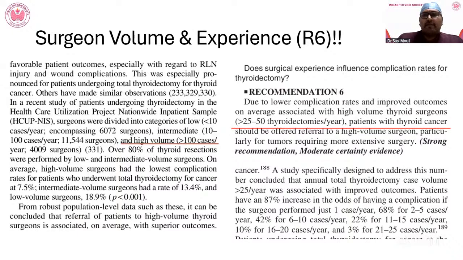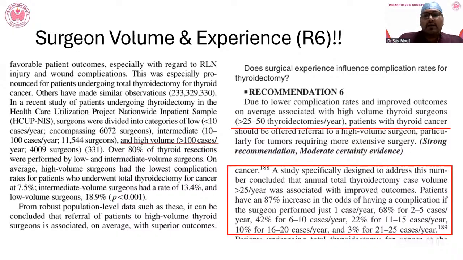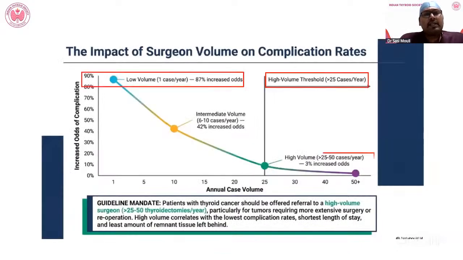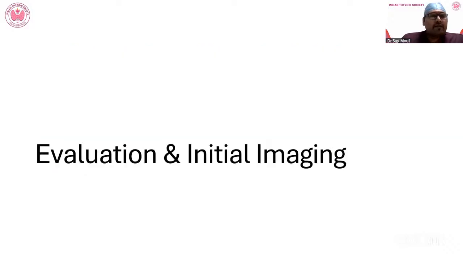Now coming to recommendations 2 to 5, they are all genomic ones, which I have not included in this. For recommendation 6, on the left side we see 2015, which says that high volume is more than 100 cases, but now it is more refined: 25 to 50 thyroidectomies per year is considered high volume. I'll show it in the next graph, where one case per year has a complication rate with odds of 87%, which reduces to 3% at 25 to 50.